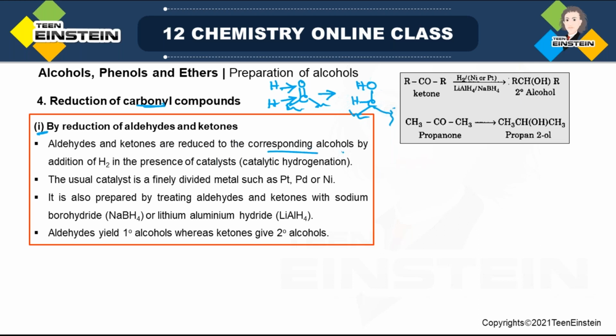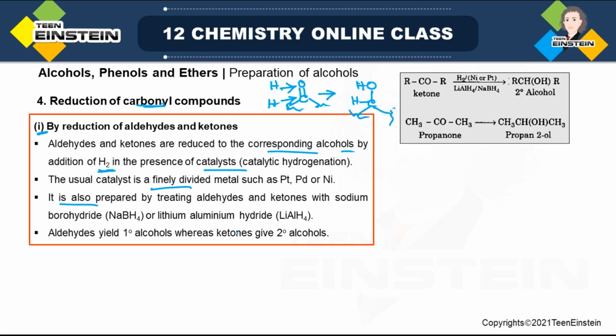Aldehydes and ketones are reduced to the corresponding alcohol by addition of H2 in the presence of a catalyst. This method is known as catalytic hydrogenation, because you are adding H2. Mostly the metals are used in finely divided form, because when the particle size is very small, like a powder, the surface area increases, and as this reaction goes on the surface, if the surface area is high, the reaction rate will also be high. That is why finely divided metals such as platinum, palladium, and nickel are used.